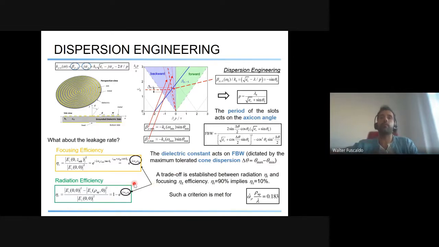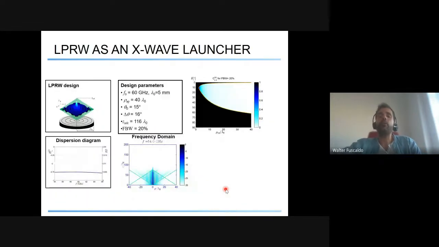At the end of the story, we find that a good trade-off for having a good X-wave or a good generation of Bessel beams over a wide frequency range is given by the criterion reported in the right bottom corner. Well, now that we obtained this approximate design equation for this structure, we can see if we have been really able to generate an X wave from a leaky periodic radial waveguide.